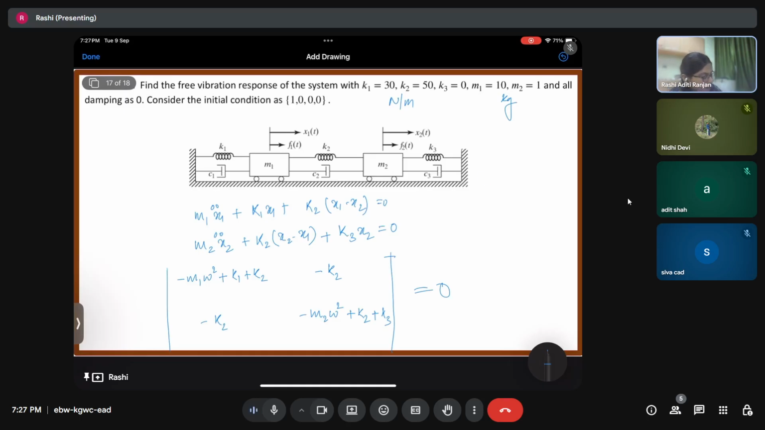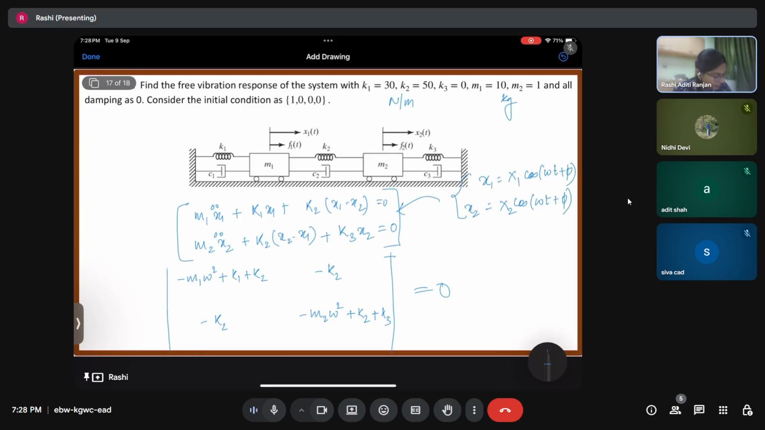So essentially we just assume x1 as X1 cos of (omega t plus phi) and x2 as X2 cos of (omega t plus phi). Then we put this in the main equation and get an equation in the matrix form. And then we have X1 and X2 on the right hand side, which is not going to be 0 always. So the only solution is if this coefficient matrix determinant is 0. So we use it to find the natural frequencies.